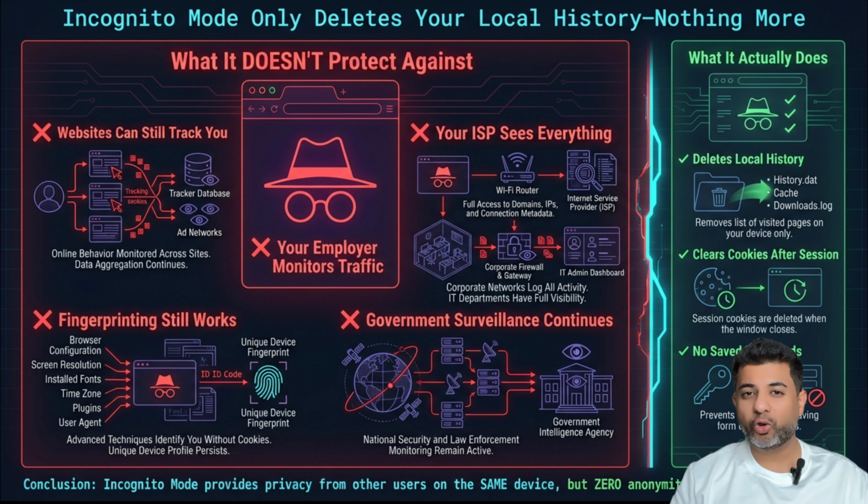Then what does incognito mode do? It deletes your local browsing history, clears cookies after you close the window, and doesn't save passwords. That's it. It's essentially just clearing your tracks on your own device. But to the outside world, you are completely visible. Think of it like closing your bedroom curtains while standing naked in your front yard. You are not actually hidden from anyone who matters.